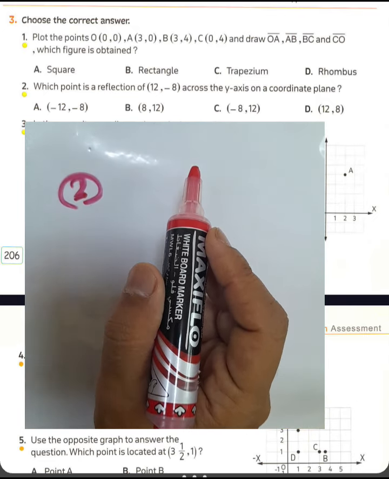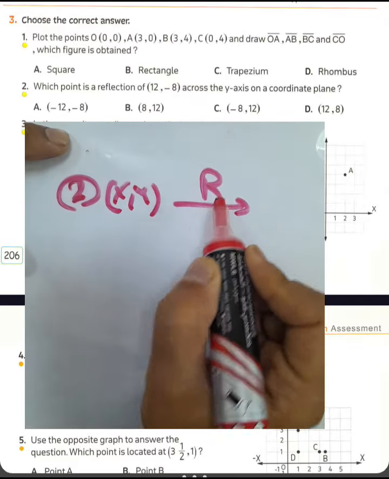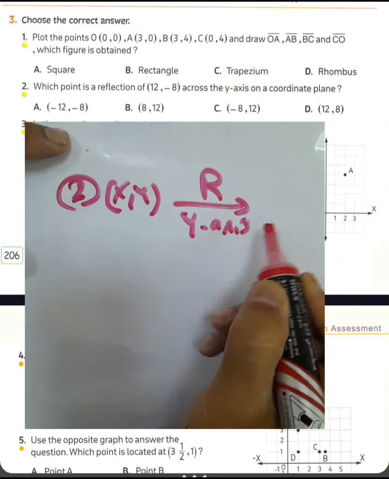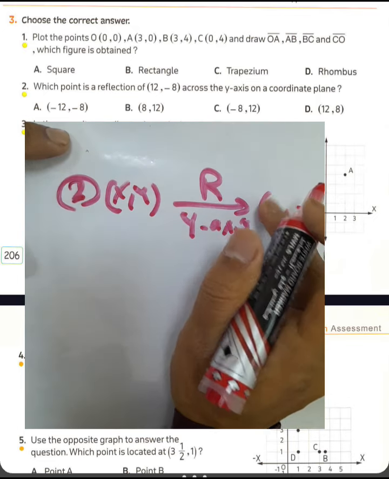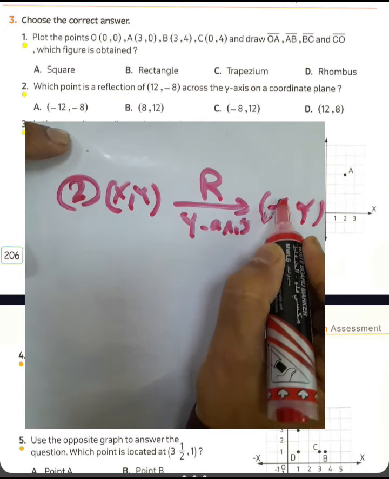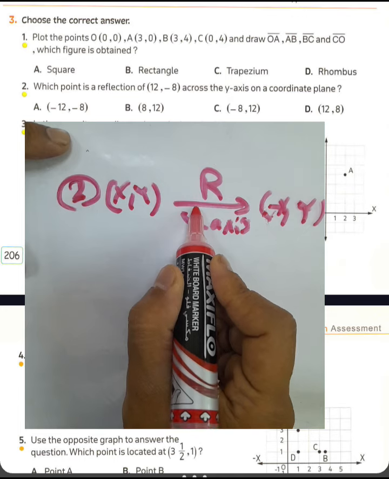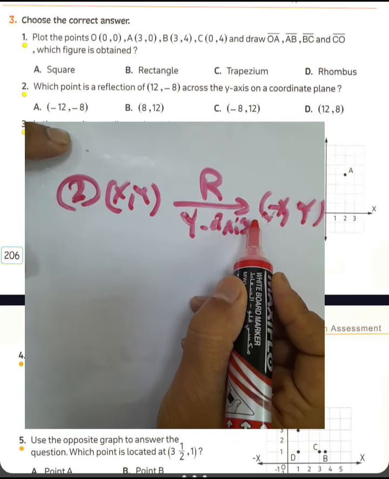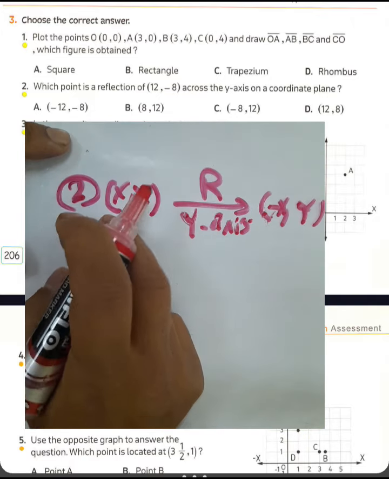Okay, we have the rule for reflection about the y-axis. We must keep y and change the sign of x. It's the rule to find the image of a point across the y-axis.